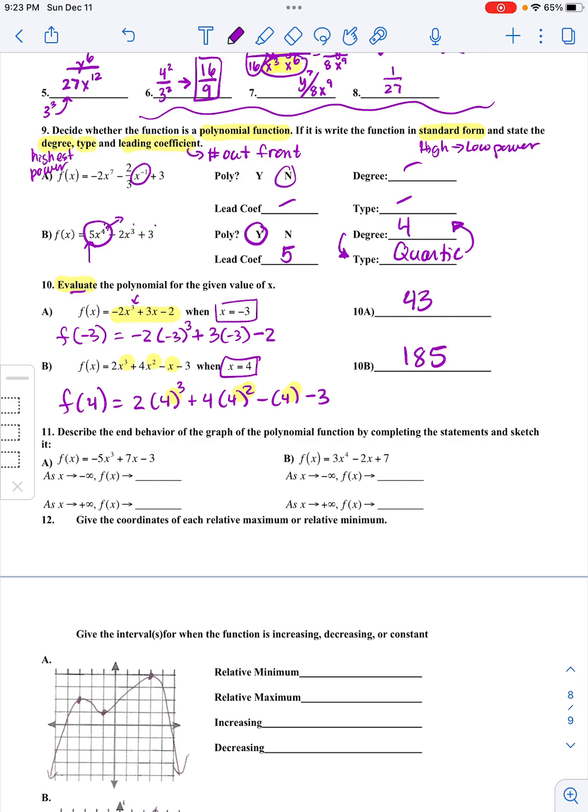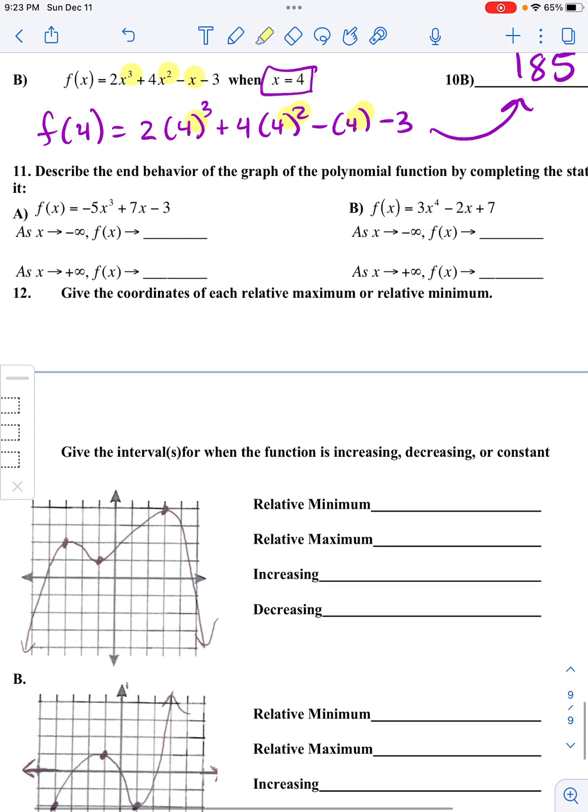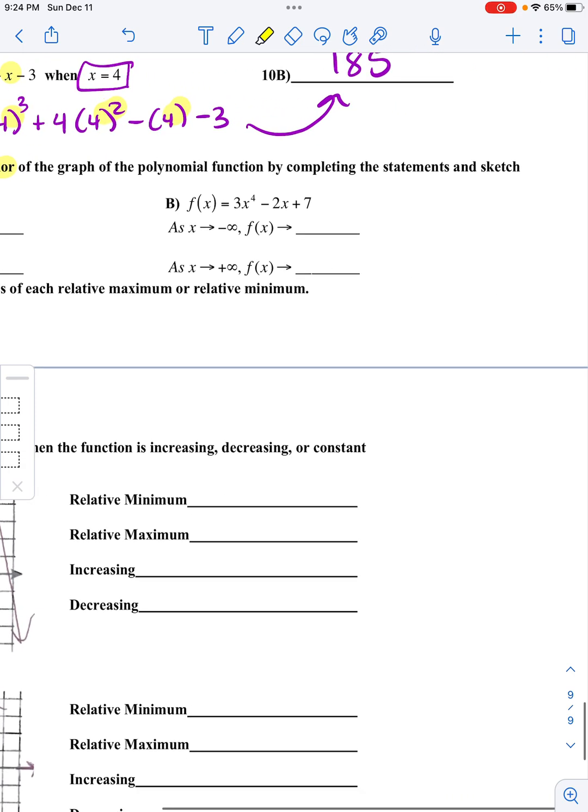Check it out on your calculator though, because you want to make sure you can get that. Because the negatives are tricky. Okay, I love end behavior. It's so logical. I just have to remember it. This is going to be your red chart. Describe the end behavior by completing the statements and sketching.